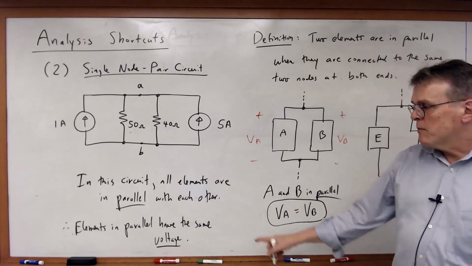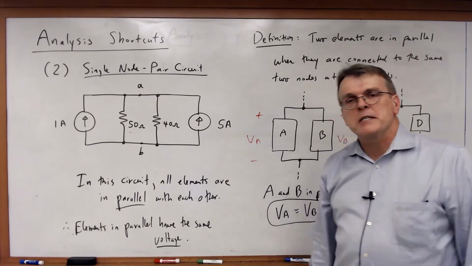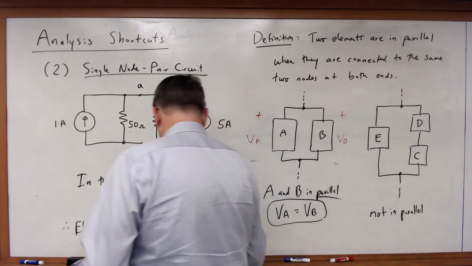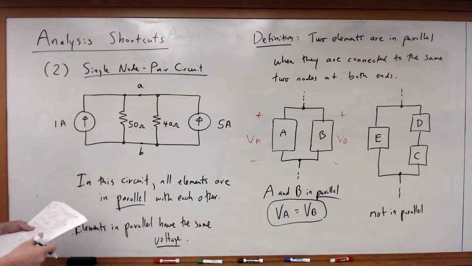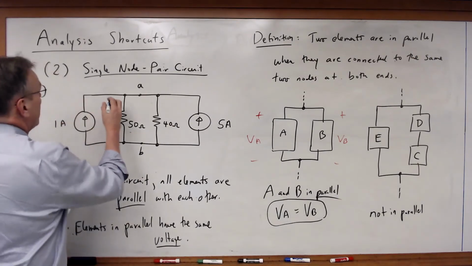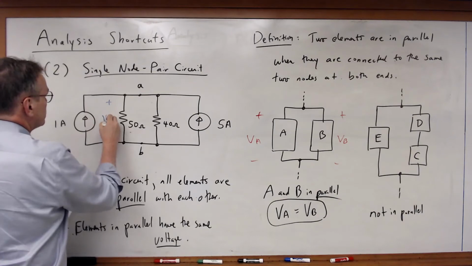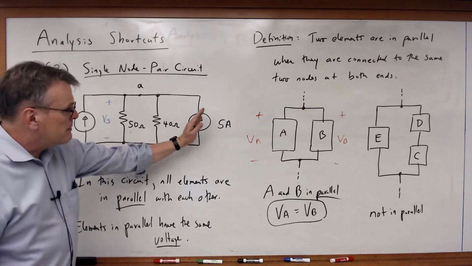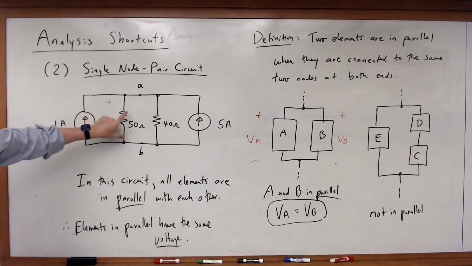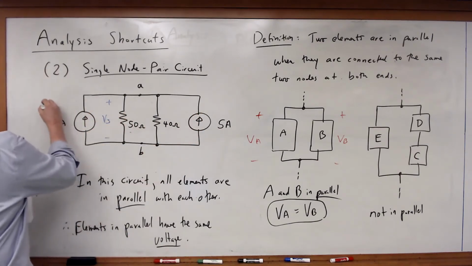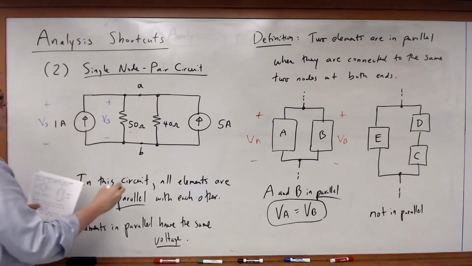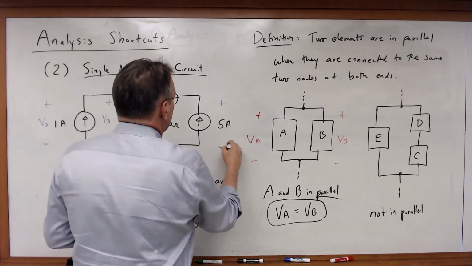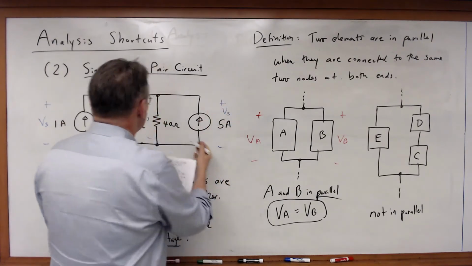And so now, given this information, let's apply that to this single node pair circuit. In this case, I'm going to define a voltage Vs between nodes A and B. All of these elements are in parallel. So the Vs across this 50 ohms is also the same Vs across the 1 amp source. It's also the same Vs across the 40 ohm. It's the same Vs across the 5 amp source. It's all the same.